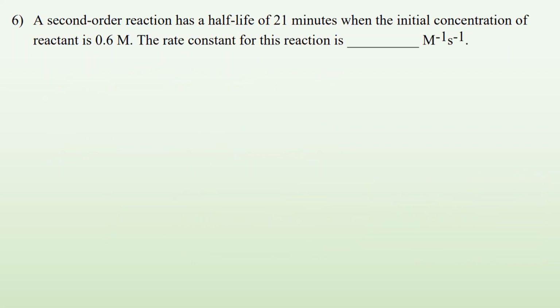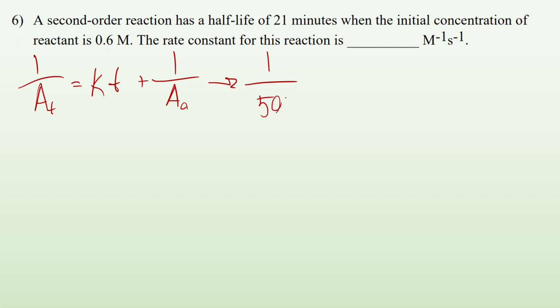All right, 6. A second order reaction has a half-life of 21 minutes when the initial concentration of the reactant is this. The rate constant for this reaction is what? So for a second order reaction, 1 over the amount at some time equals kt plus 1 over the starting amount. Now if I wanted to work through this again, at 1 half-life, I have 1 over 50% equals kt plus 1 over 100%.